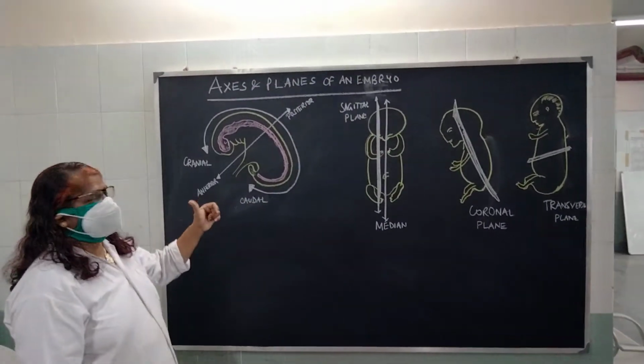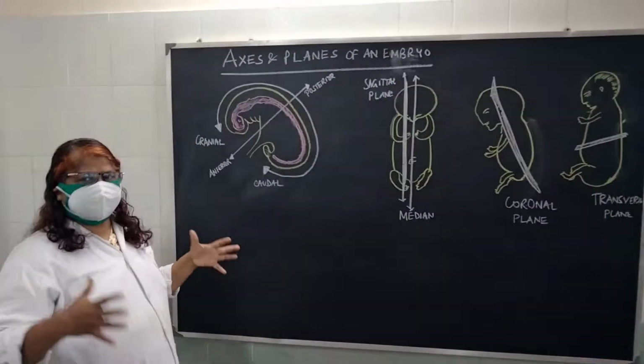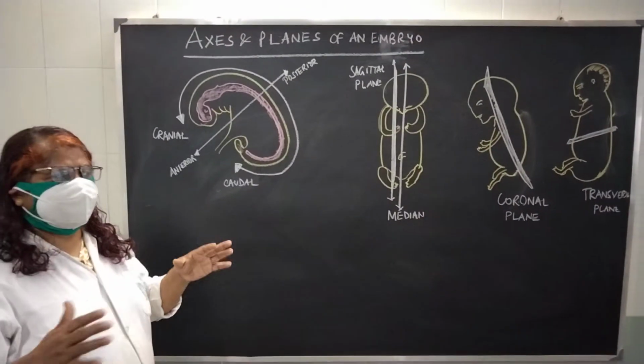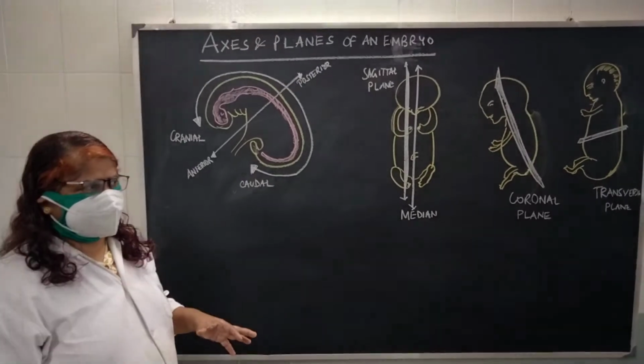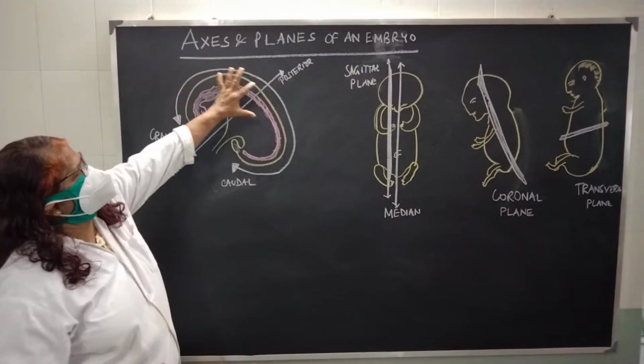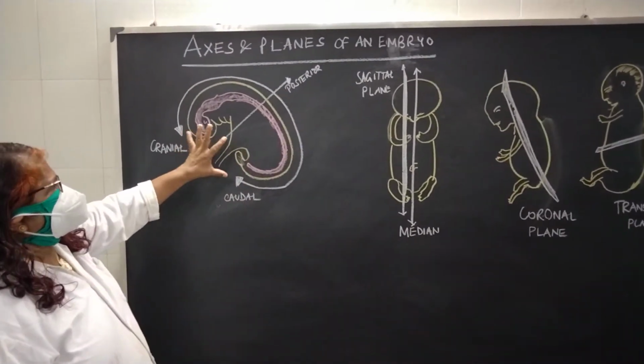This is the axis and the planes of the embryo. When people are standing in an erect posture, we have planes and axes which are different from those of the baby which is present within the mother's womb. So the baby takes its position within the uterus, and the axis will be changed.